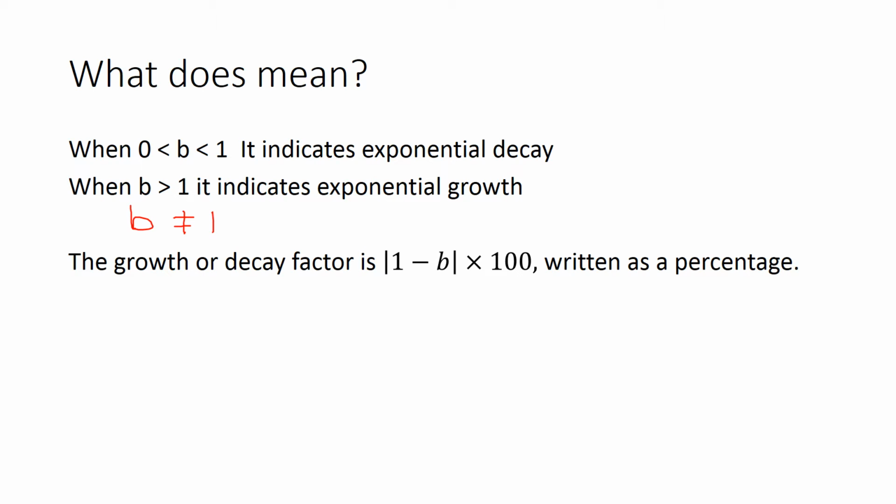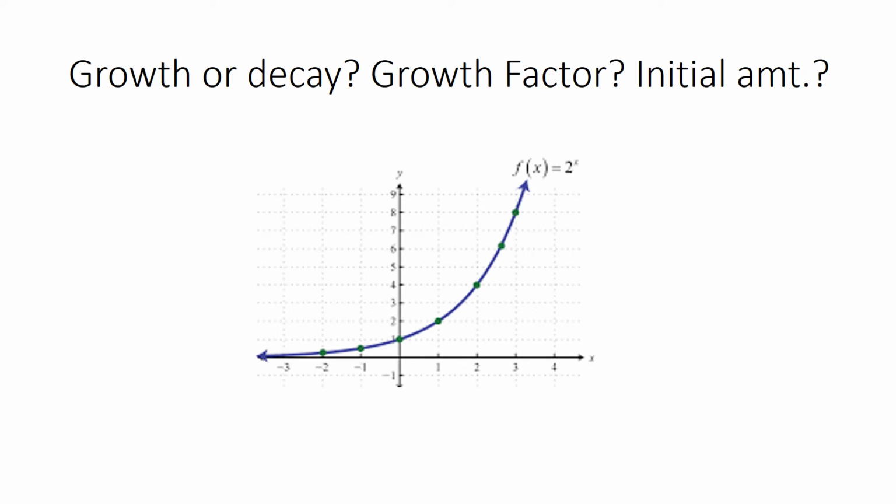So let's do a few examples. Looking at the graph, can you tell me whether or not this is growth or decay? Okay, so looking at the graph, I can tell that this is exponential growth because it's increasing as we go from left to right. My function is 2 raised to the x. So my b value is 2. That means the function is doubling each time.